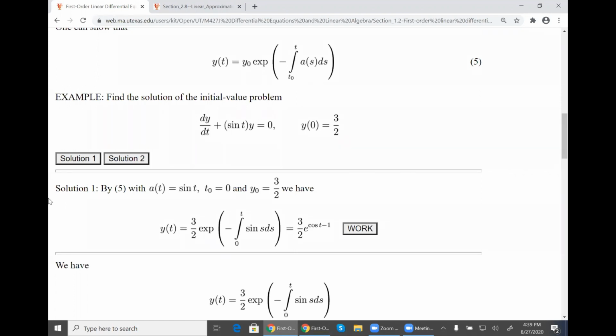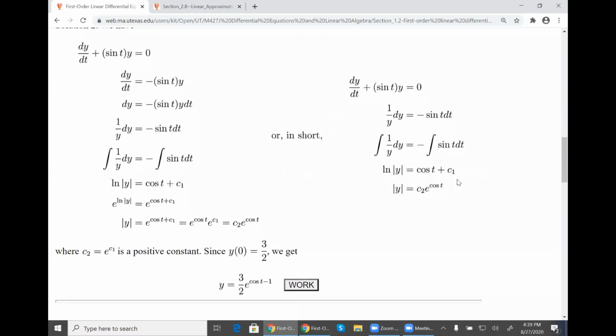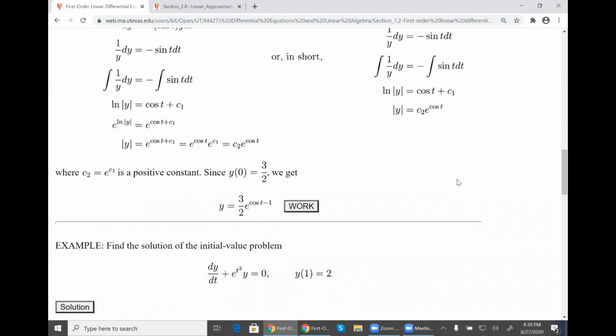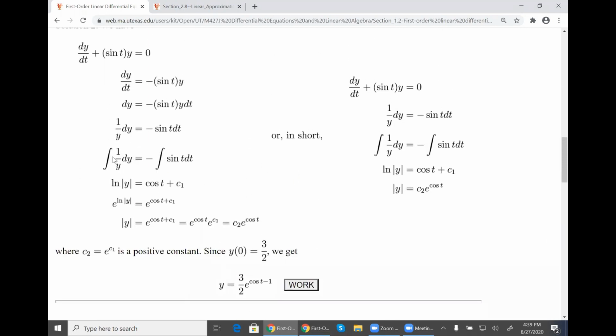I have a question. Yes. For solution 2, in that problem, if you go down to where the integral is taken, when we take the values of t0 and t, wouldn't it be cosine t minus 1? Are you talking about this portion? Yeah, that portion. The bounds are not shown in this problem, but we know that the bounds are t0 to t, which is 0 to t.